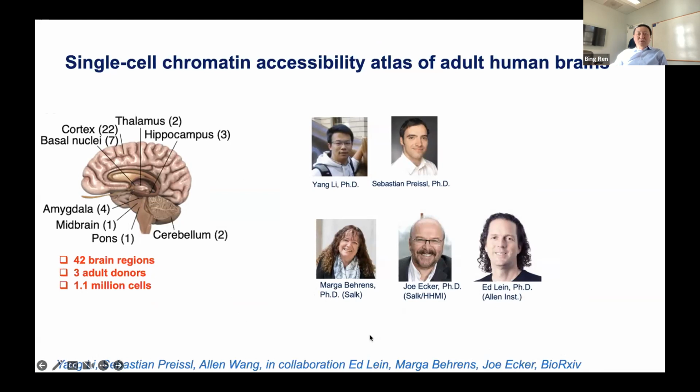So, in collaboration with Margaret Barron, Joe Ecker, and Ed Lein, we dissected 42 adult human brains. These are from 3 adult normal individuals whose death was caused by causes not related to cognitive function. And we generated profiles from 1.1 million cells. These are ATAC-seq profiles using the same strategy as what we did in the previous work.